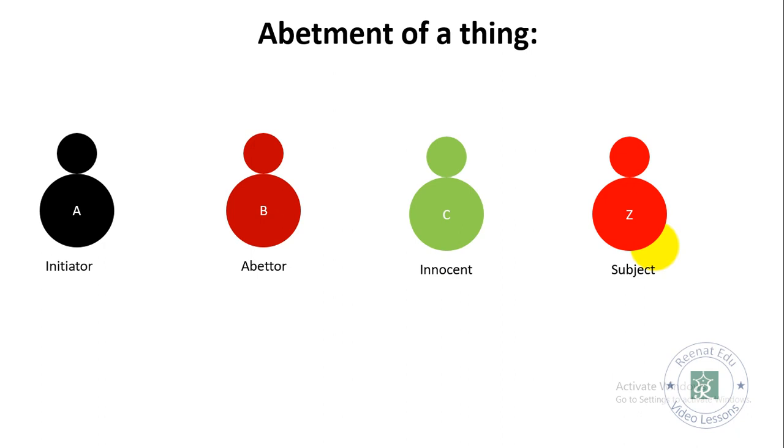Number one, who is initiating the act, and number two, who is abetting. These are the two important things. And the innocent and the subject are the secondary matters. So we always focus on these two persons, A and B. And after this example, I'll come back to this slide and explain the importance of this color coding and this example.